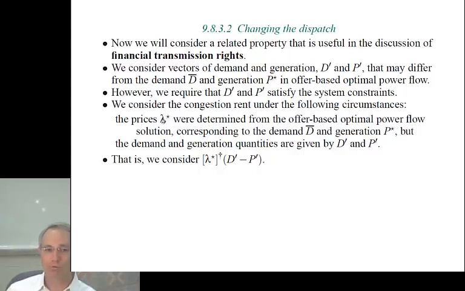We're going to assume that the prices, lambda star, were determined from the offer-based optimal power flow solution, corresponding demand D overline and generation P star. But we're going to assume that the demand and generation quantities are given by D primed and P primed, and we're going to consider the corresponding congestion rent for that demand and generation, but using the prices from offer-based economic dispatch.